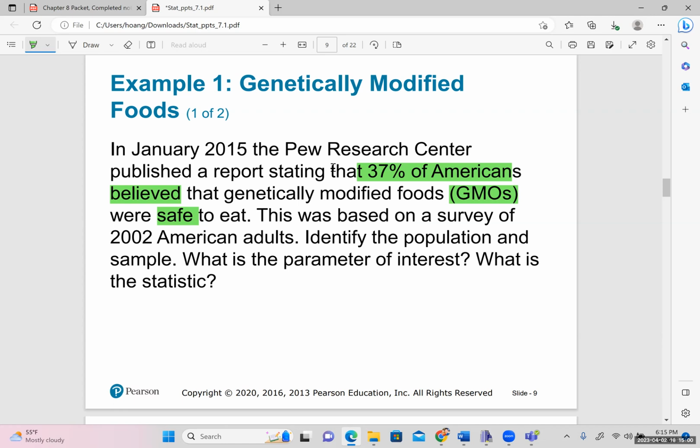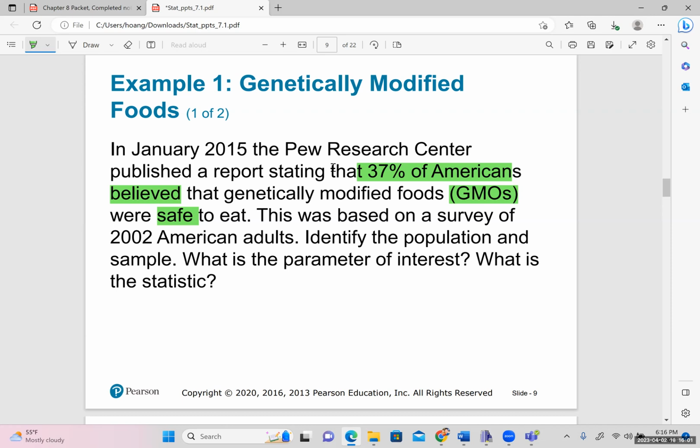Keep in mind that mostly the research stated will be the parameters, because that is like a completely done research that got an estimate, or even a perfect parameter, for the whole population. So this must be a parameter: the population proportion of all Americans. So this will be based on a survey.